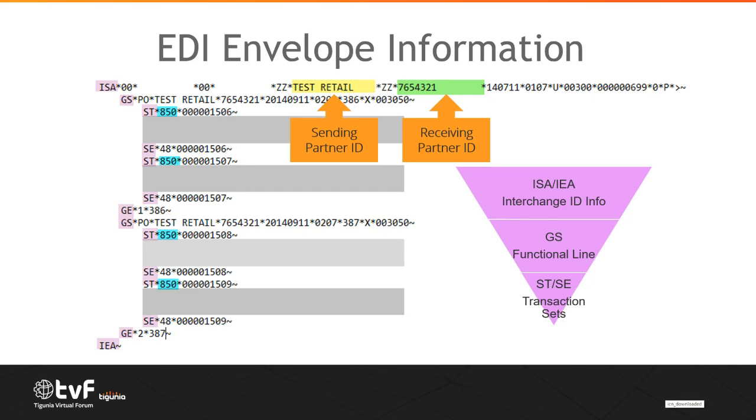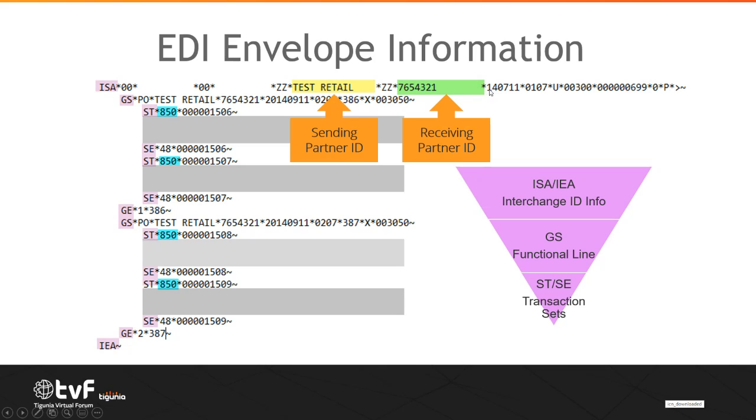These partner IDs are unique numbers. You need to register to get your own, and they're unique worldwide. That's how VANs, if you use a VAN, will know: this is coming from here, it has to go there, and vice versa. It's very important that this envelope information be mapped correctly.